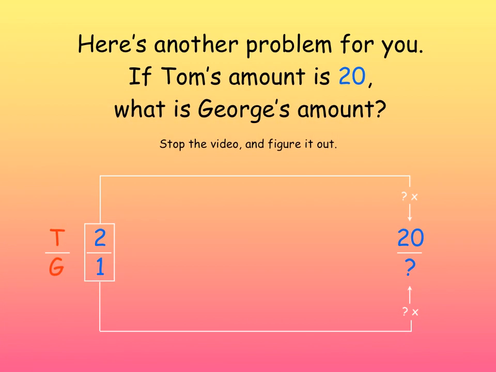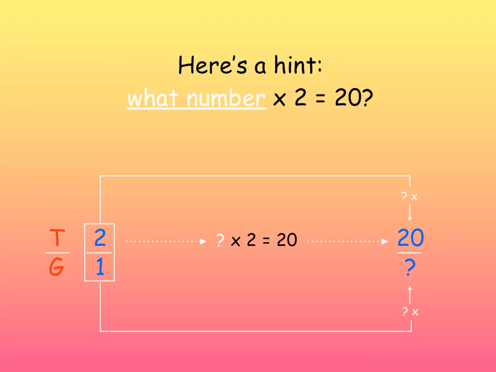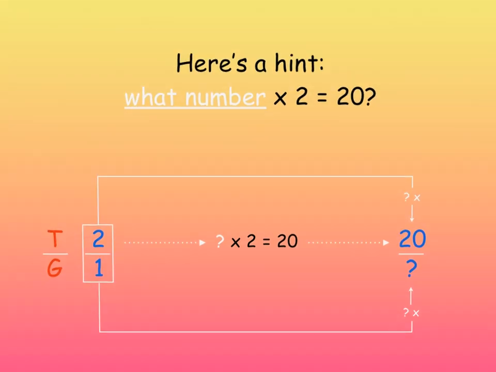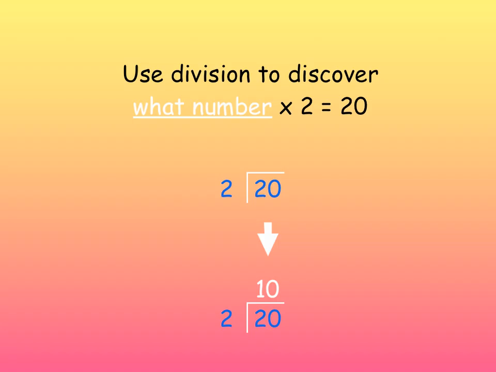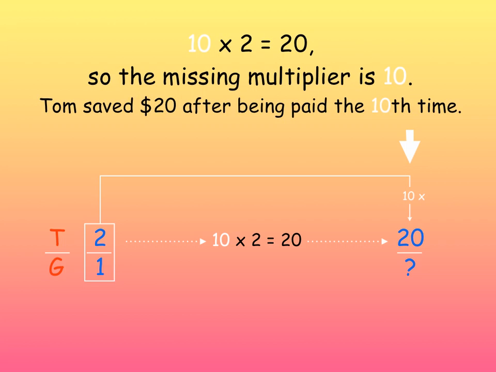Here's another problem for you. Well, this one's a little different. If Tom's amount is 20, what is George's amount? Here's a hint. What number times 2 equals 20? Well, you can use division to discover what number times 2 equals 20. 20 divided by 2. Oh, 20 divided by 2 is 10. 10 times 2 is 20, so the missing multiplier is 10.